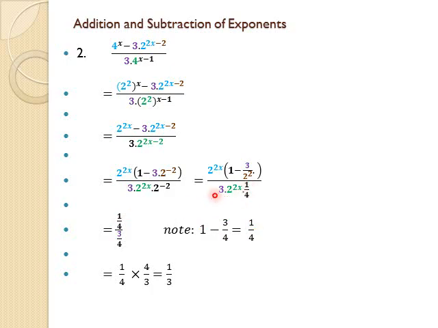3 times a quarter simply becomes 3 times 1, where the 3 goes on top. 4 stays at the bottom. Instead of dividing, I'm going to change it to multiplication. So that becomes a quarter times. What do I do with the bottom fraction? I invert it. So that becomes 4 over 3. 1 times 4 is 4. 4 divided by 4. So I'm left with 1 over 3.